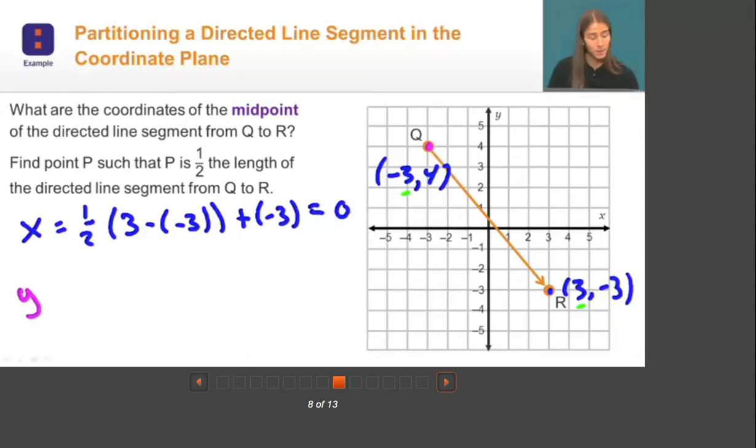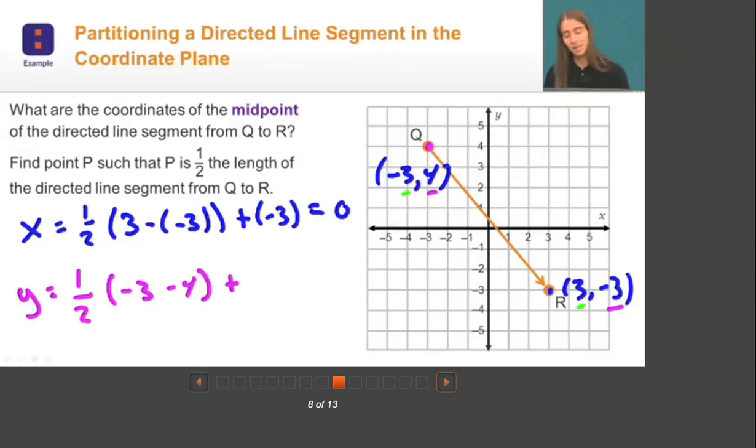Y, on the other hand, that'll be 1/2. And now I'll subtract the y coordinate. So that'll be y2 minus y1. That's negative 3 minus 4. And what I add on is y1, which is 4. When I simplify that expression, what I get is 1/2.